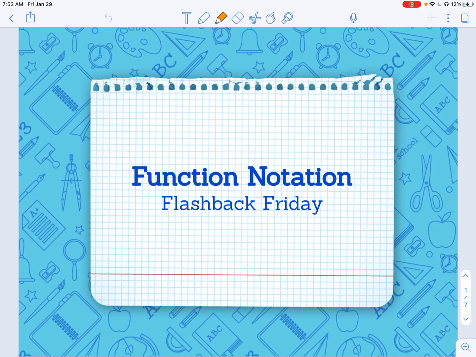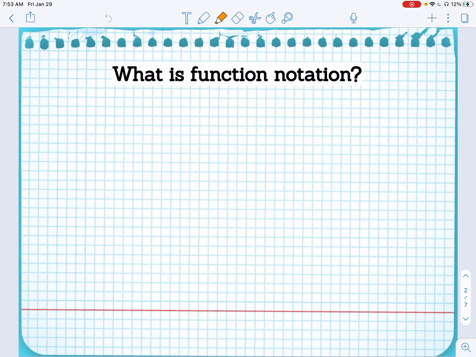Hi guys, this is a really brief reminder of function notation. This is a concept that you learned in first semester of Algebra 1. So what is function notation? Function notation is a way to represent evaluation of functions using a notation that lets you know quickly and easily what the input and the output of the function is.